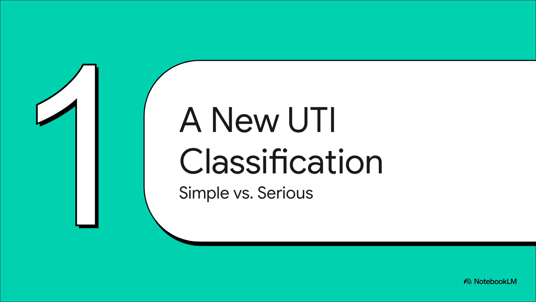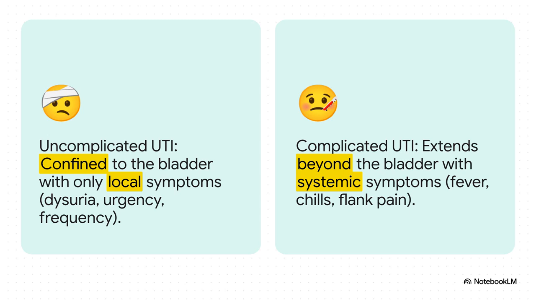The first, and honestly the most critical step you'll take, is classifying the UTI correctly. Getting this right from the very beginning is going to shape every single decision that follows. Now, this is a pretty major shift. The guidelines are moving away from classifying based on host factors, like, say, whether a patient has diabetes. The new distinction is much simpler, and it's all about anatomy. A UTI becomes complicated as soon as the infection moves beyond the bladder.